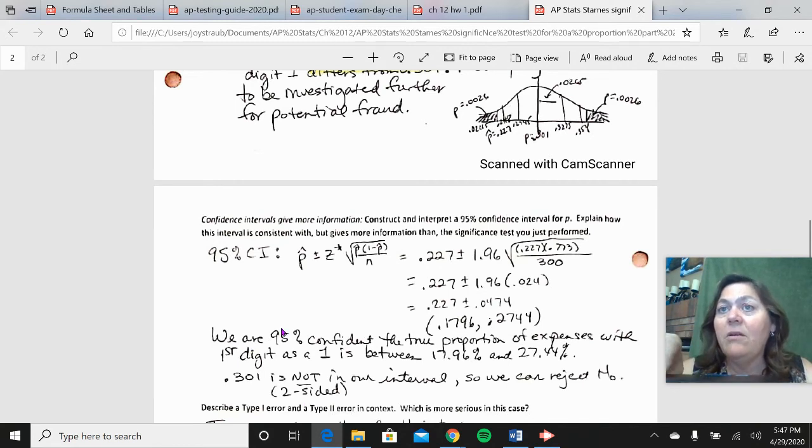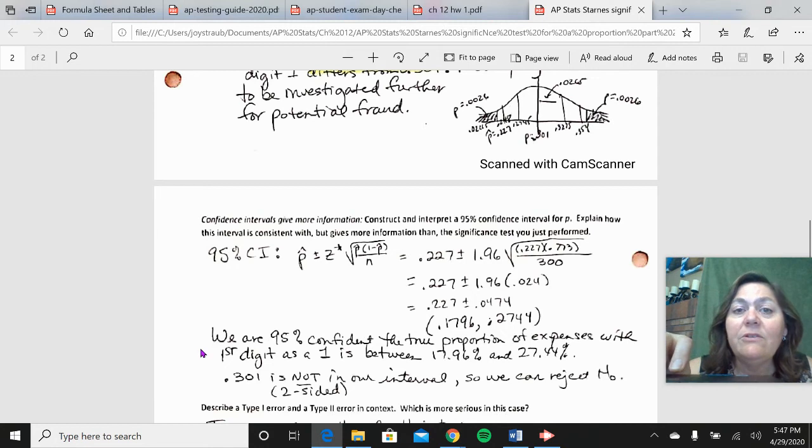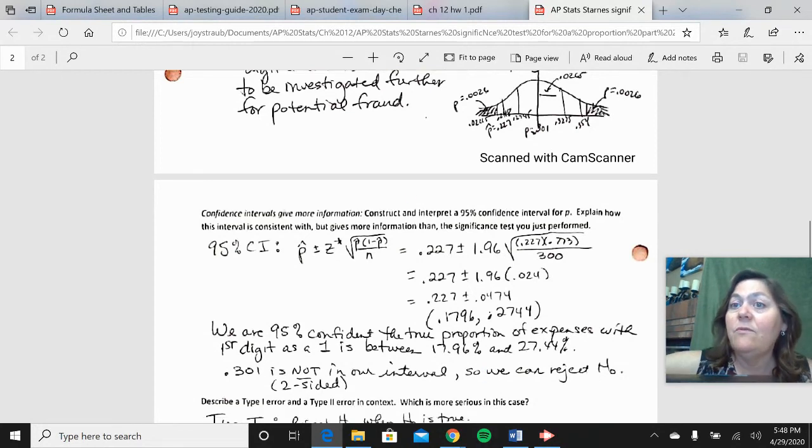So, the way we would write our conclusions before is: we are 95% confident the true proportion of expenses with first digit as a 1 is between 17.96 and 27.44%. So we're looking at this and go, how does that compare? Well, that 0.301 is not in here at the 5% level. We're rejecting H0 and making the same conclusion that we made up here. We have the exact same conclusion that they should be investigated further for fraud.